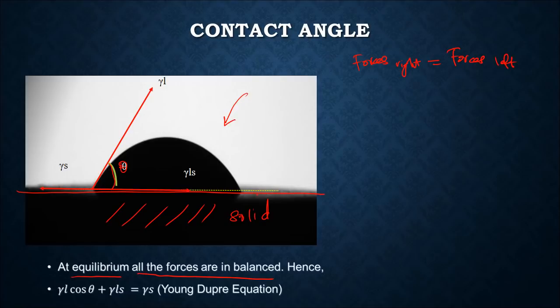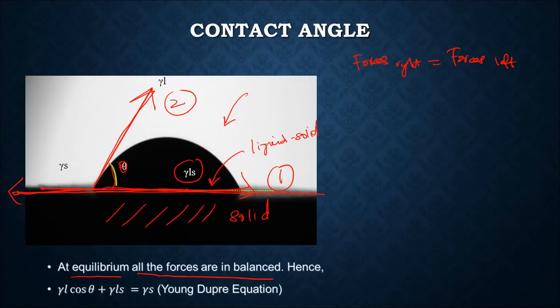So what are the forces on the right? The forces on the right will be the one here, and this one, and the forces on the left, sorry, will be this one. The force on the right is the surface tension of the interface of liquid and solid, plus we take the vector of the surface tension of the liquid cos contact angle. So the surface tension of liquid cos theta equals the force on your left, which is here, the surface tension of your solid.